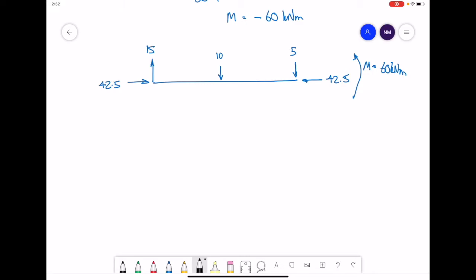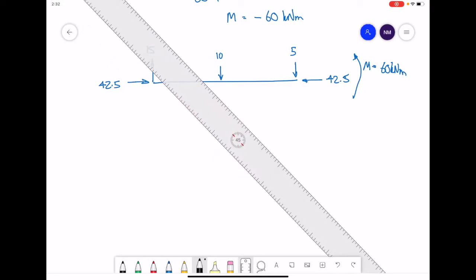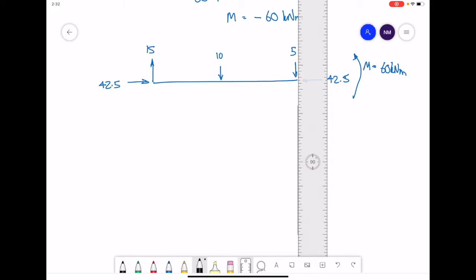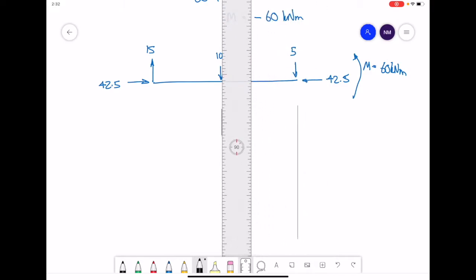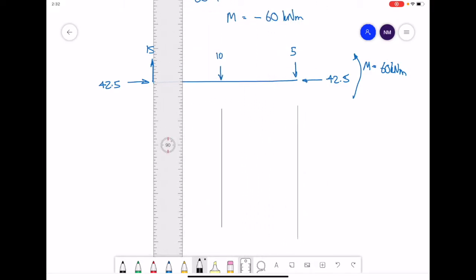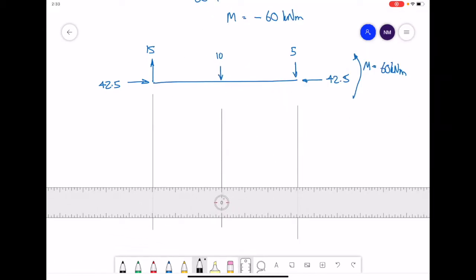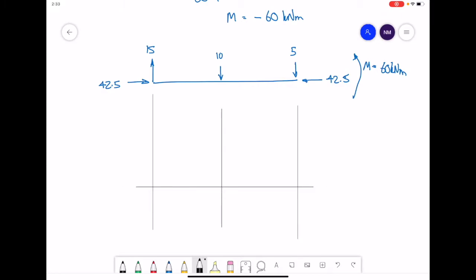To draw our first diagram, the shear force diagram, I'm going to draw in some construction lines. Show the start, where the force is, and obviously the end of the beam. Draw around and draw in a 0 line. This is going to be our shear force diagram. All units are going to be given in kilonewtons.